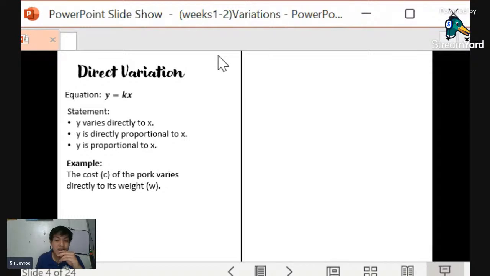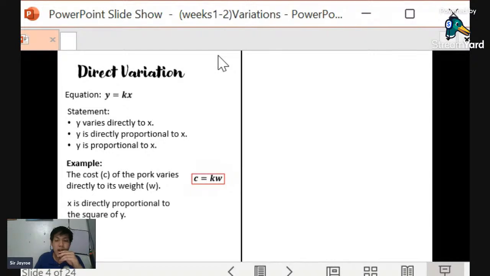Okay, very good. Daniel Silva. Si Daniel Silva ang ating top 1. Nakuha niya agad. So C is equal to KW. Tama yan. So yan po ang equation na mabubuo natin kasi nga direct variation. So C is equal to KW. Okay? So good. So Kylon, Princess Margaret Heminos. So tama yan. So C is equal to KW. So next.